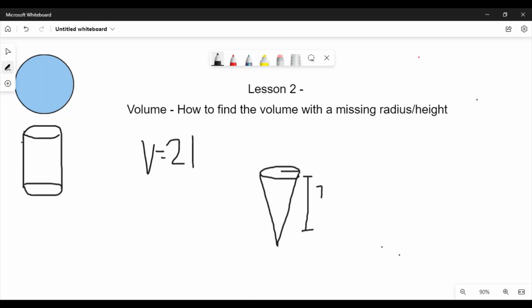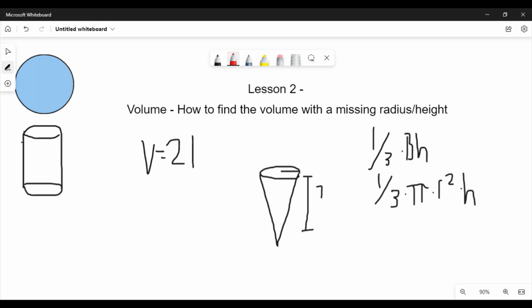Now we're going to do missing radius. So we have the height, which is 7. And it's the same formula, 1/3 times BH, which is 1/3 times pi times radius squared times height. Now, we know the height this time, but we don't know the r. So we cross out the r, and only the r, not the square.